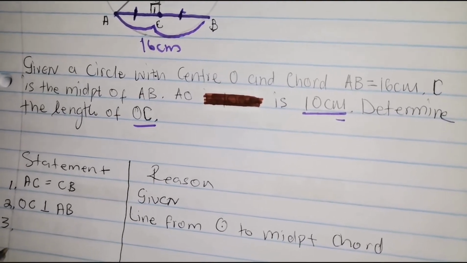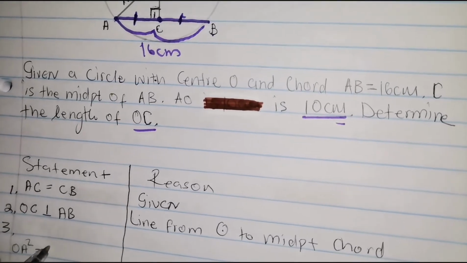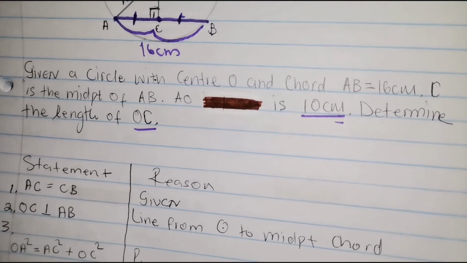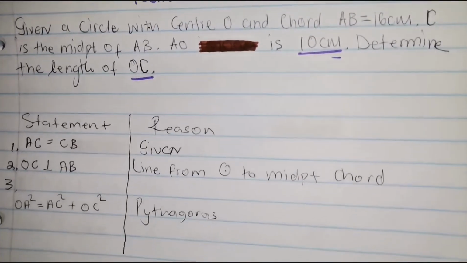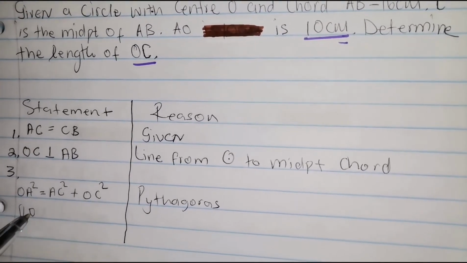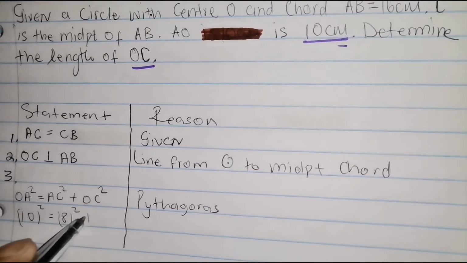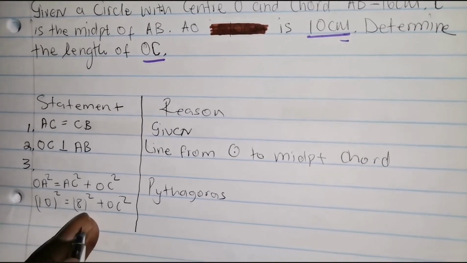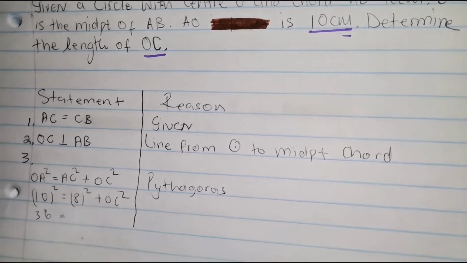Let's prove Pythagoras, guys. OA squared is equal to AC squared plus OC squared. Reason: Pythagoras. What is the value of OA? 10 squared. AC is 8 squared, plus OC squared. 10 squared is 100. 100 minus 64 is 36, because I have transposed 8 squared to the left side.